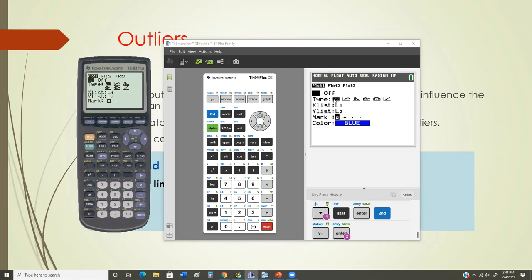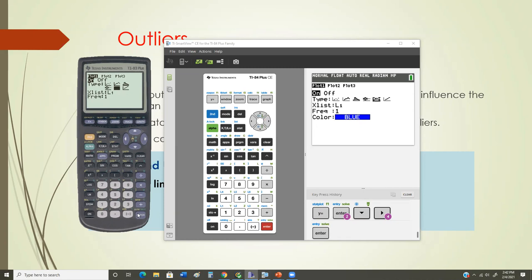The first one that it has selected by default is a scatter plot. We don't want that. What we want is this one, I hope you guys can see my mouse. This one right here looks exactly like the box plots we were just doing. So you're going to scroll down on your calculator, scroll over till you're highlighted on the box plot and hit enter. On this TI-83, you're going to go down, then scroll over to the box plot and hit enter.